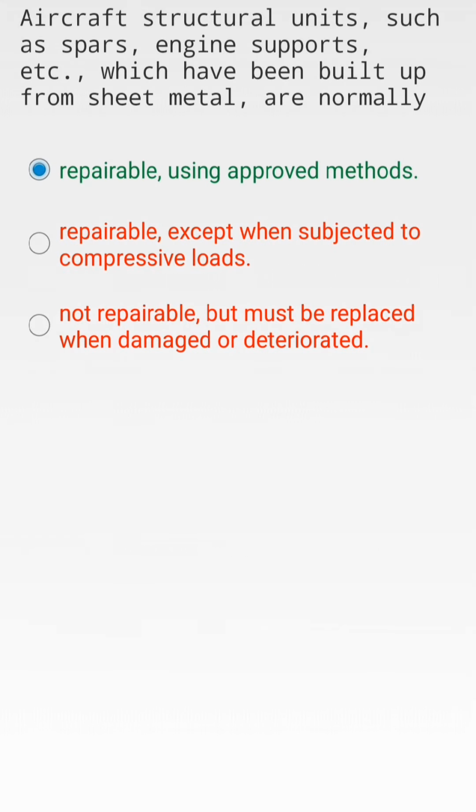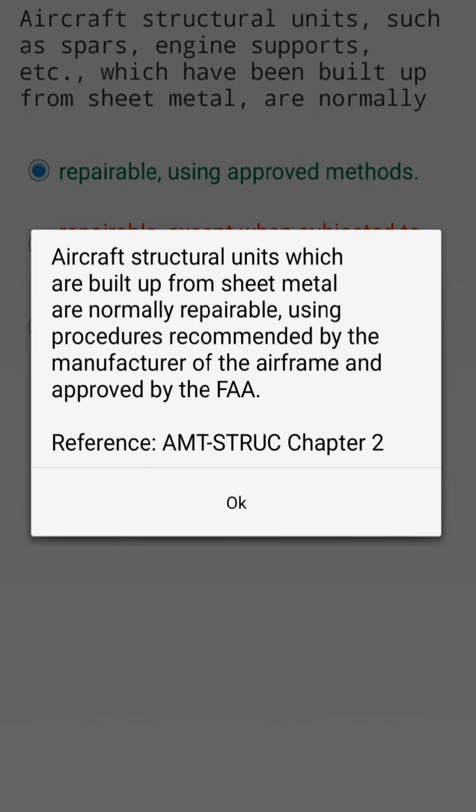Aircraft structural units, such as spars, engine supports, etc., which have been built up from sheet metal, are normally repairable using approved methods. Aircraft structural units, which are built up from sheet metal, are normally repairable using procedures recommended by the manufacturer of the airframe and approved by the FAA.